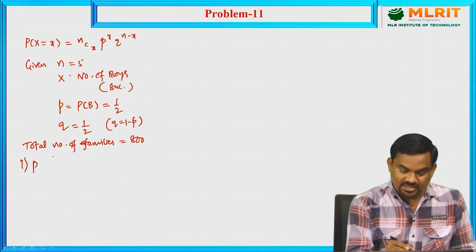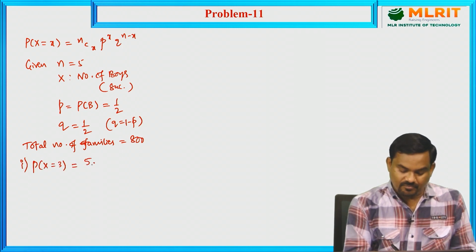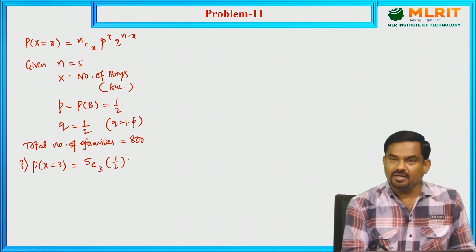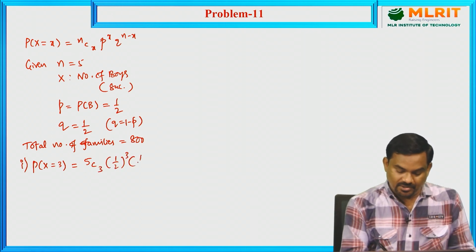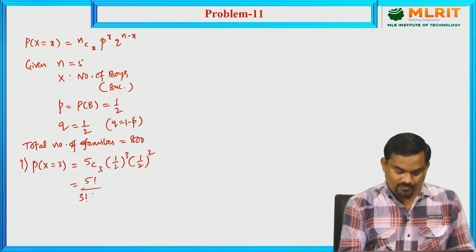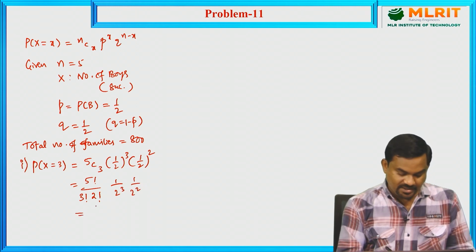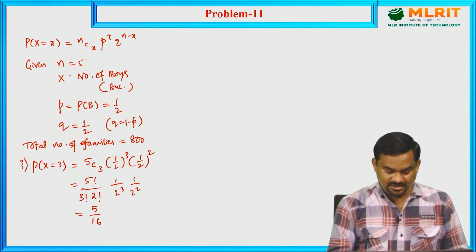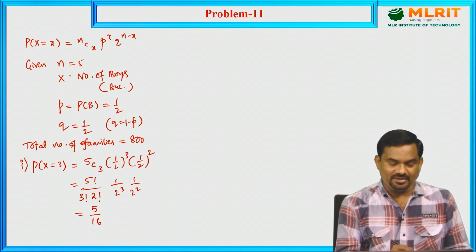Now in the first question we need to calculate the probability of 3 boys. So here x denotes the number of boys. So probability of x equal to 3, out of 5 children, is 5C3, probability of success 1 by 2 power 3 and failure 1 by 2 power 2. So this is 5 factorial by 3 factorial into 5 minus 3, that is 2 factorial, times 1 by 2 cube and 1 by 2 square. After simplifying, we get 5 by 16. So this is the probability of a family having 3 boys.